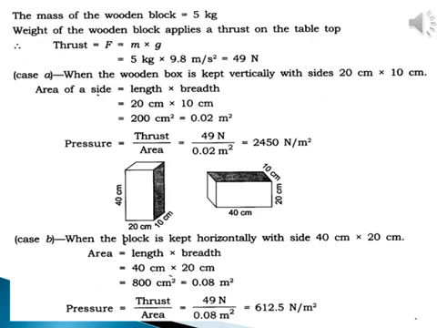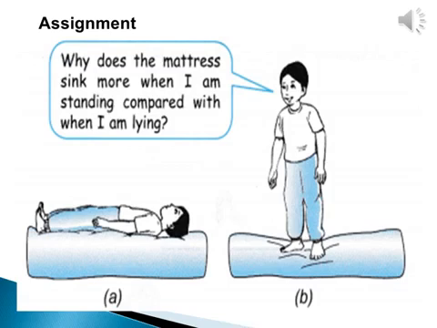And case B. If it is made to lie on the tabletop with its side of dimensions 40 cm into 20 cm. Here area is equal to length into breadth is equal to 40 cm into 20 cm is equal to 800 cm square. When it converts into meter square is equal to 0.08 meter square. Then pressure is equal to thrust per area is equal to 49 Newton divided by 0.08 meter square, which is equal to 612.5 Newton per meter square.